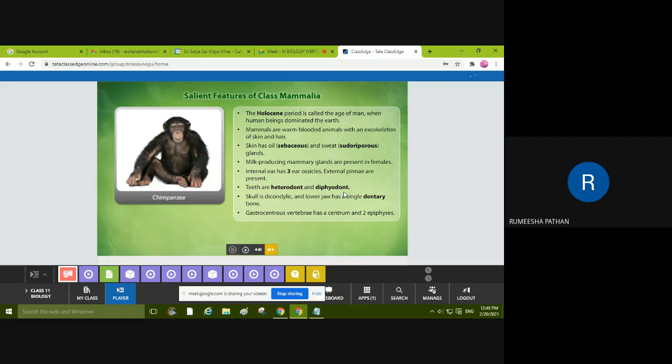What are the first set? Milk teeth. Okay, and then the next one? The other one, which is permanent teeth. Okay, and the skull is dicondylic.